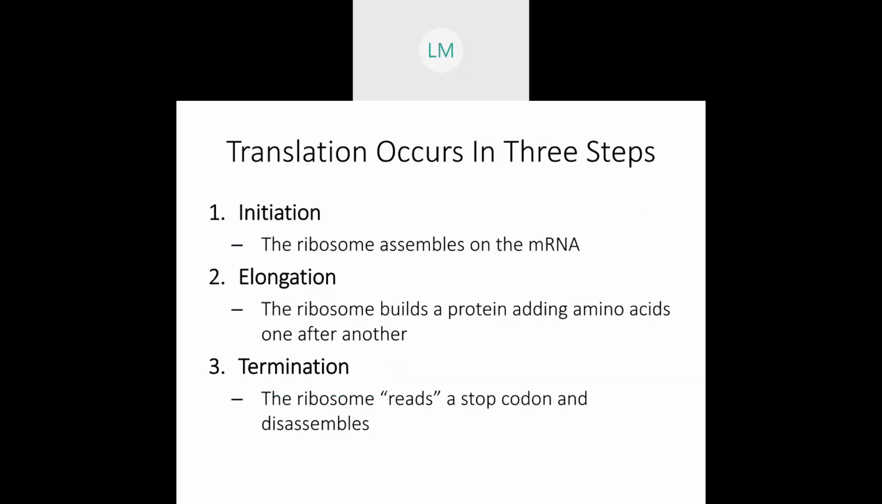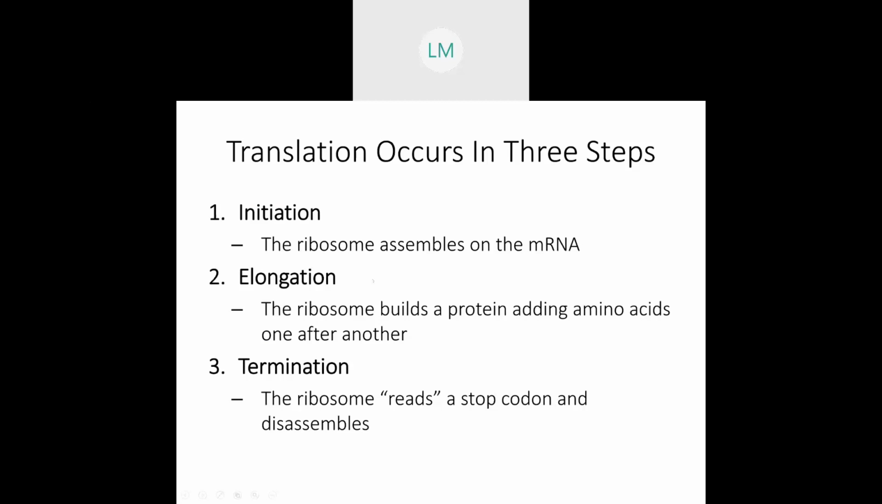So this translation occurs in 3 steps, just like transcription occurred in 3 steps. So we have initiation, where we have the ribosome assembling onto the mRNA, right? That strand of RNA from transcription is going to be anchored in the small subunit, and then we have the large subunit coming in and attaching as well.